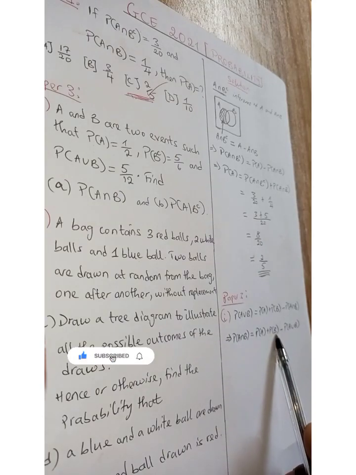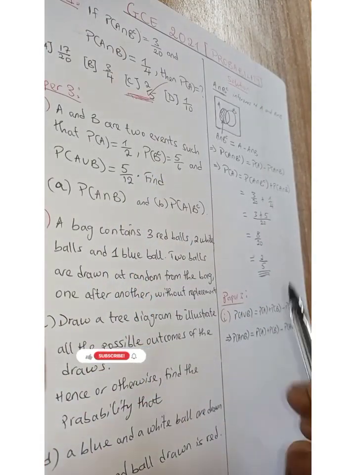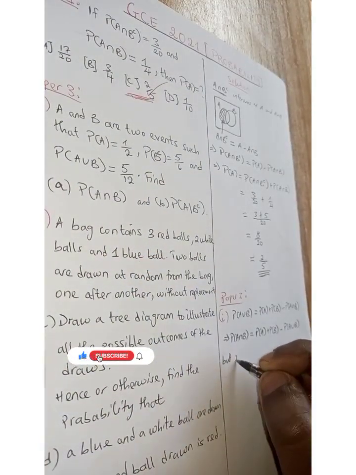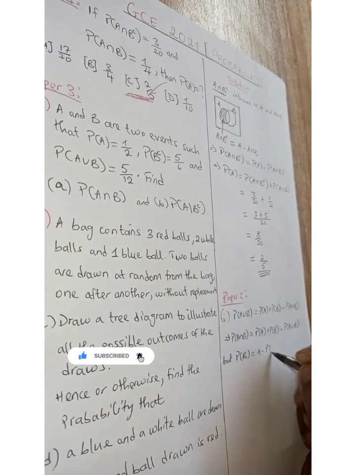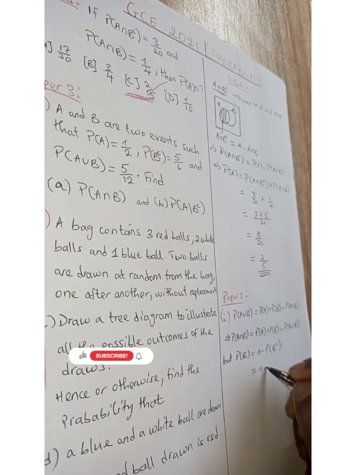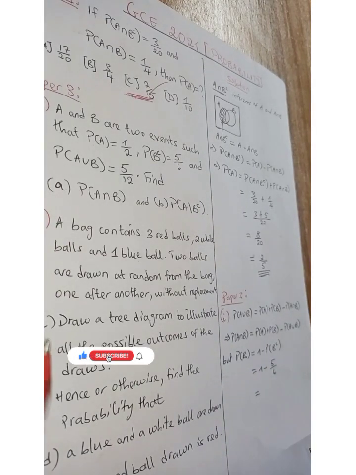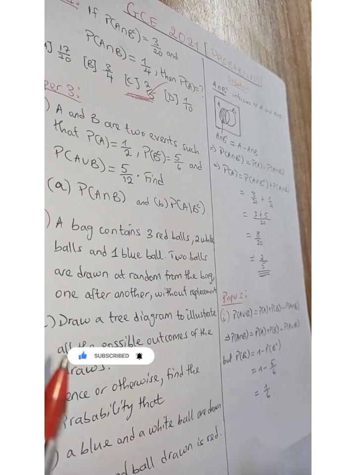But it did not give us the probability of B. Rather, it gave us the probability of B complement, which means that we have to find the probability of B from the probability of B complement. To do so, we have that the probability of B is normally 1 minus the probability of B complement. So this is going to give us 1 minus 5 on 6, which if we simplify, gives us 6 minus 5, which is 1 on 6. So the probability of B is 1 on 6.